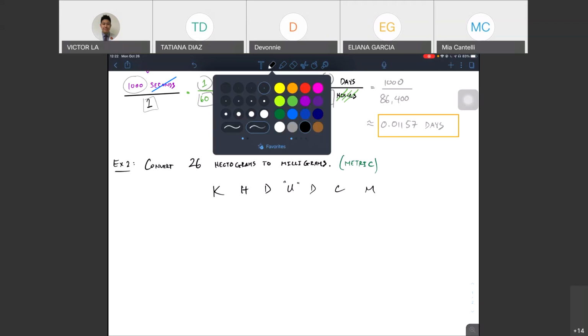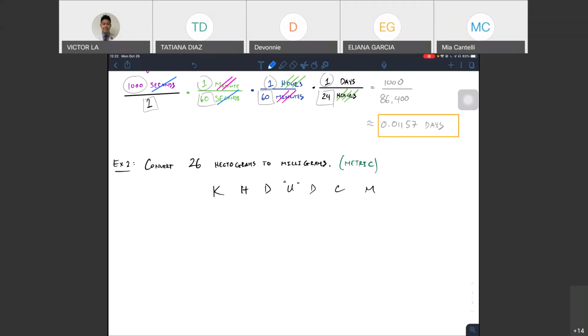So remember, this is the order, and you can remember that this is kilo, hecto, deca, unit, deci, centi, and milli. And those are all prefixes. They go in front of the word that you're talking about.